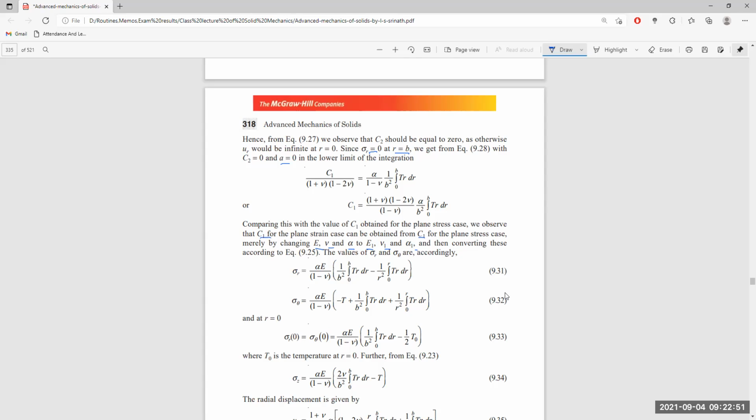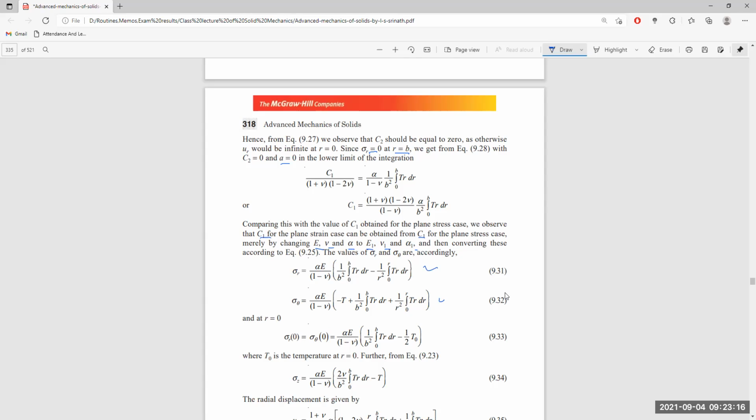Actually, alpha E and nu are common to both equations, so they are written outside here and here, and the others are kept inside, which gets into the form 1 by b square, integral 0 to b of T r dr, and 1 by r square, integral 0 to r of T r dr. The same holds for sigma theta. So we got these two relations for sigma r and sigma theta.